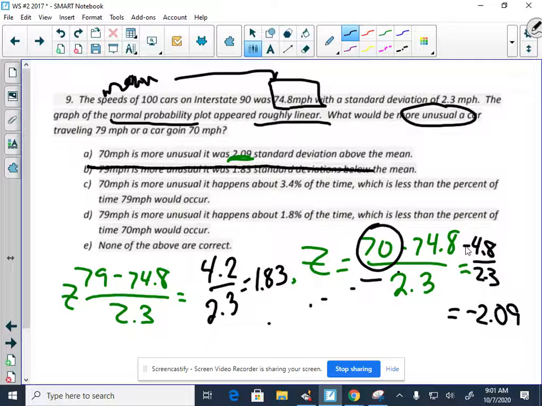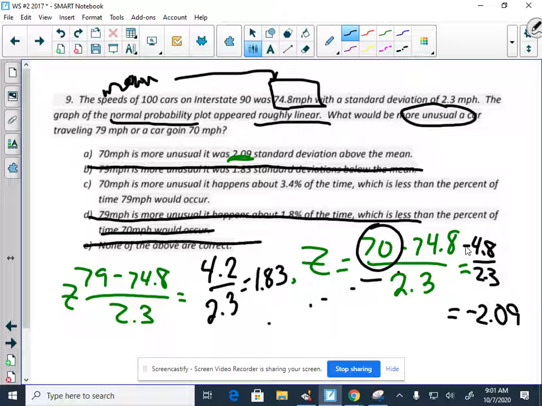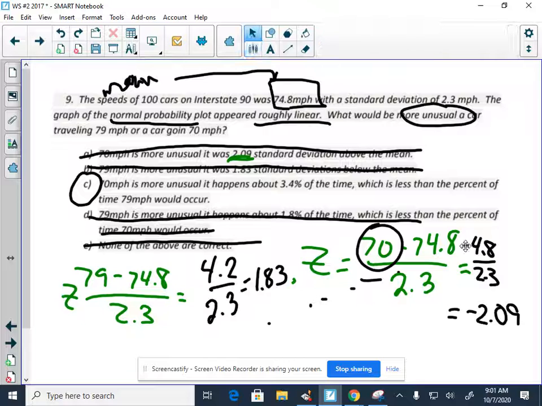So I'm going to play the elimination game. Get rid of B, get rid of D, because that mentions the 279, and I can get rid of E because one of them is more unusual. Now we have to decide. 70 is 2.9 standard deviations above the mean. That can't be right. It was below the mean, right? So the answer's got to be C, and then it actually converts it to a percentage.